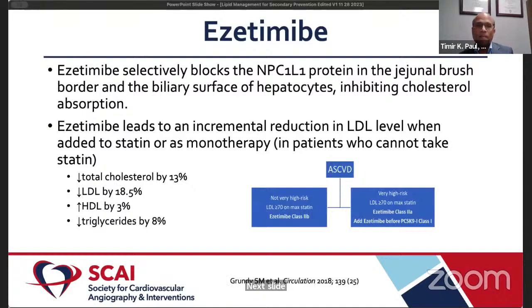Ezetimibe has been approved for many years for lowering cholesterol, especially LDL cholesterol. In 2015, the IMPROVE-IT trial included 18,000 patients with ACS. They compared ezetimibe plus simvastatin versus simvastatin, and they looked at 7-year cardiovascular events, and it showed a significant reduction of cardiovascular events. Ezetimibe decreased LDL by an additional 18%, either as monotherapy or when started on top of statin. So for patients who cannot take the statin, ezetimibe is a reasonable good option. Next.